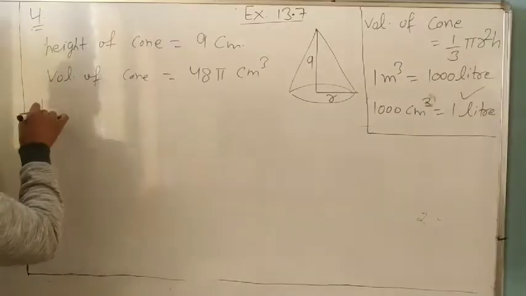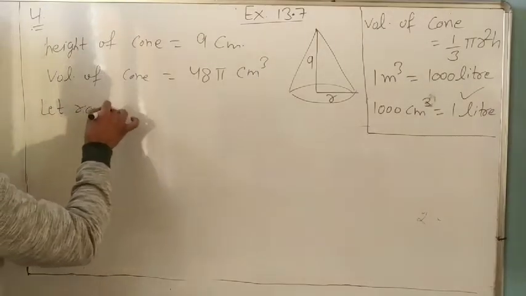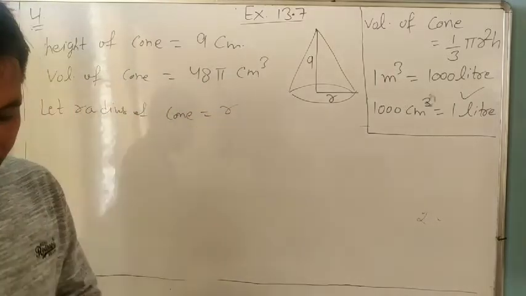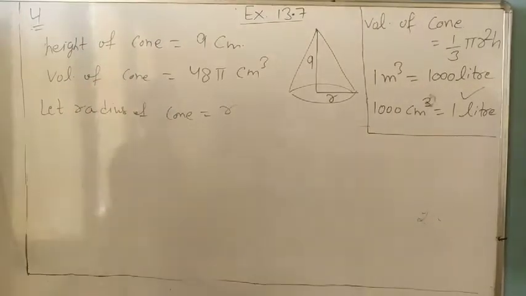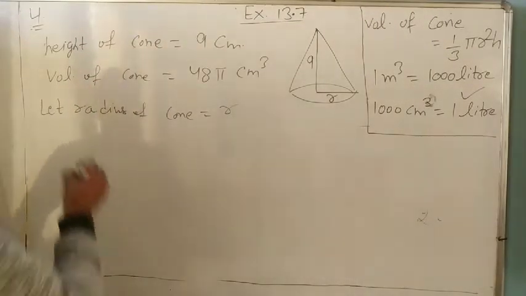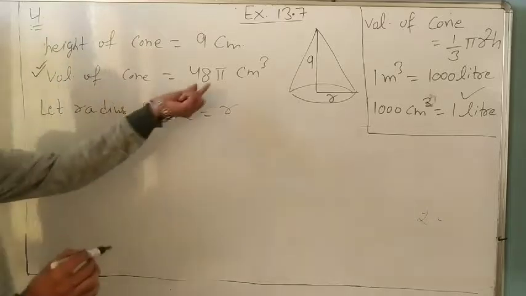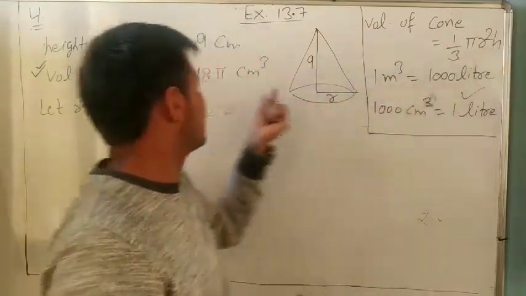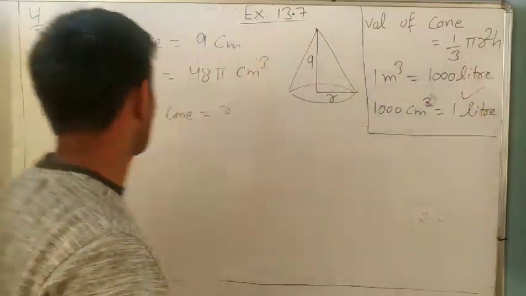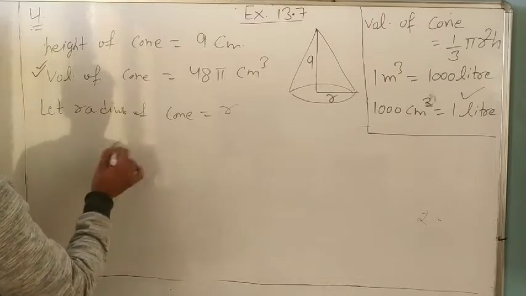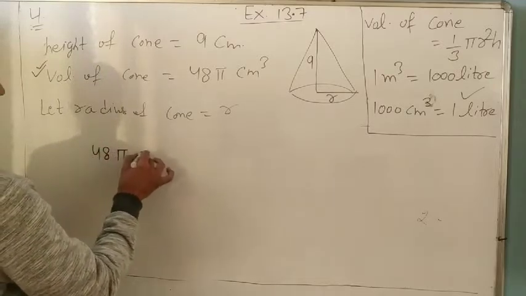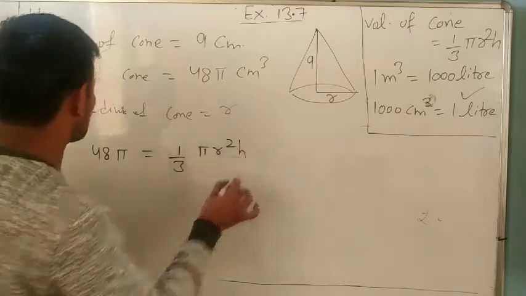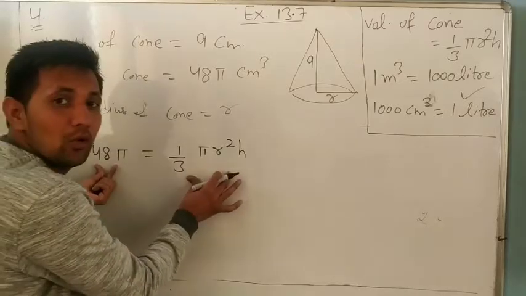So write, let the radius of the cone be R. Now how will you find the diameter? Observe, the volume is given, so we will put it equal to its formula, because both are the volume. So both things are equal. So write, 48 pi equals 1 by 3 pi r square h, because it is the volume of the cone.